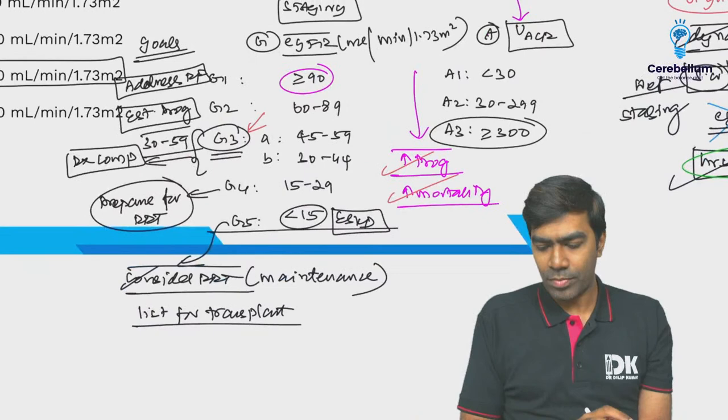There's no need to do a DMSA scan here because the patient is having recurrent UTIs despite adequate antibiotic prophylaxis. So you're going to do a bilateral ureteric reimplant. Surgery is the better option here.